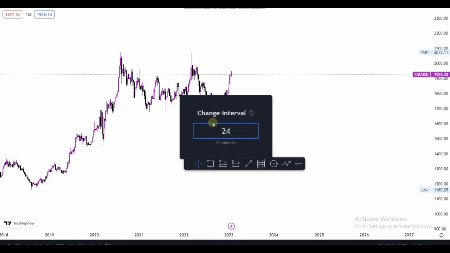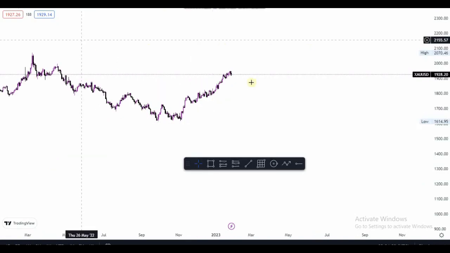So we are going to go over to the daily time frame and see what the market is showing us.